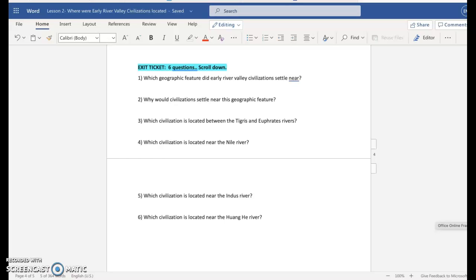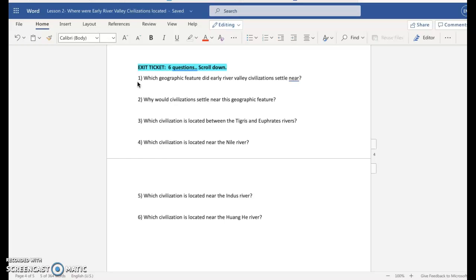So this kind of finishes our whole entire lesson. It sums up what you have learned. Some of these questions, most of these are repeated from lesson 2. So number 1, which geographic feature did early river valley civilizations settle near? Number 2, why would civilizations settle near this geographic feature?